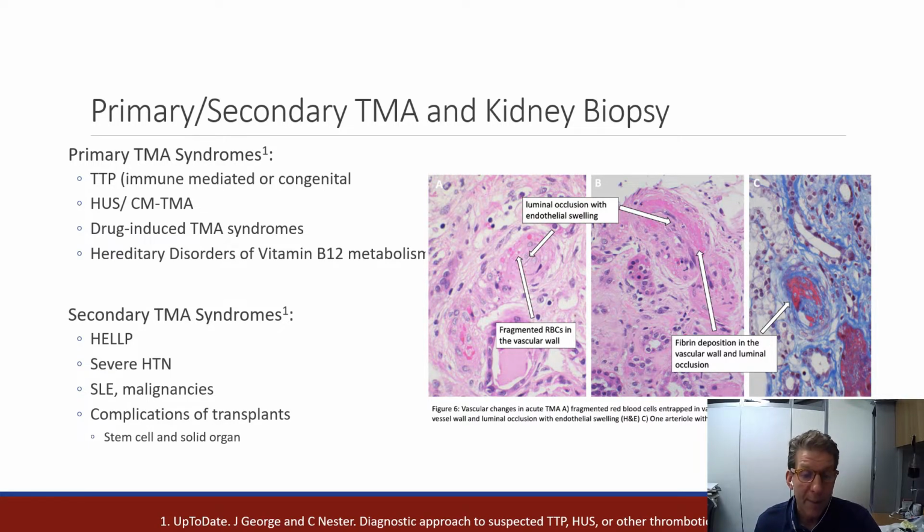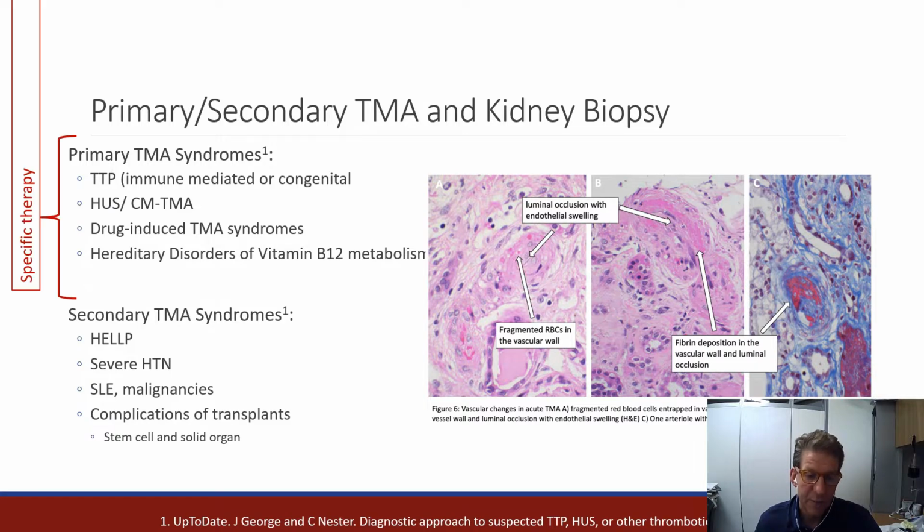I like to think about primary TMA versus secondary TMA. And it's these primary TMA syndromes that are going to have a specific therapy for them. We've already talked a little about TTP, both immune-mediated and congenital TTP, where we're talking about plasma exchange or plasma infusion, respectively. HUS is primarily supportive care. A drug-induced TMA is really holding the offending medication and looking for recovery. Hereditary disorders of vitamin B12 metabolism need to be addressed more specifically and won't typically respond to complement blockade therapy.